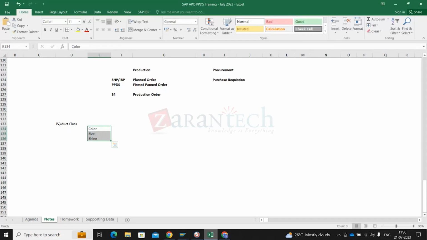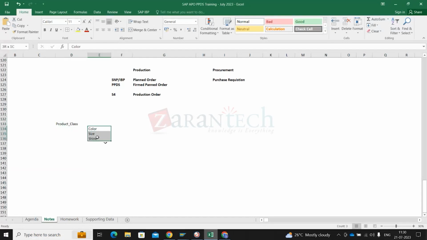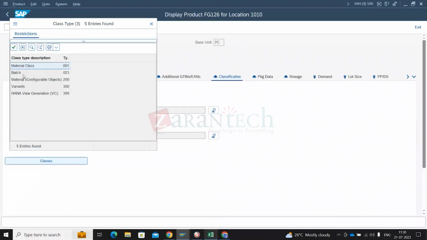So you will say that my product class is product underscore class. This is the name that you gave to the class. So you created the class. Under that class, there are three characteristics that you created. So this hierarchy is followed. This is a class and these are the characteristics. So what you would do is assign this class to the product master, and that would appear somewhere here under the classes.